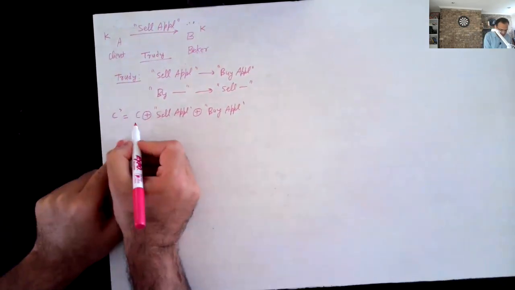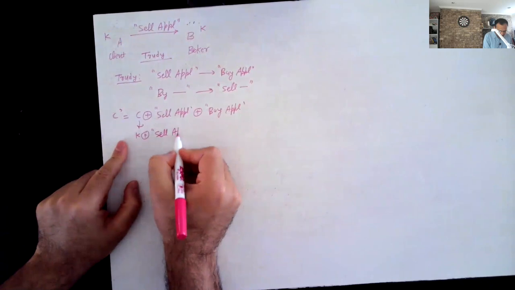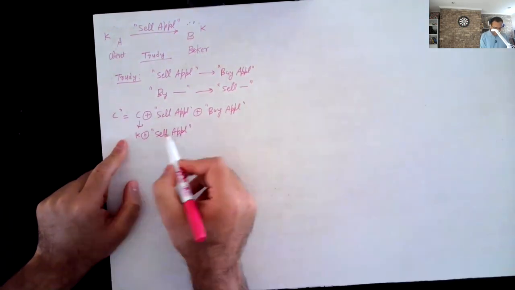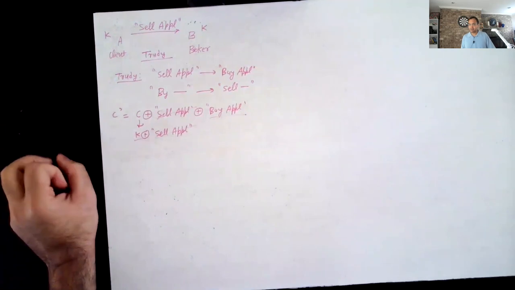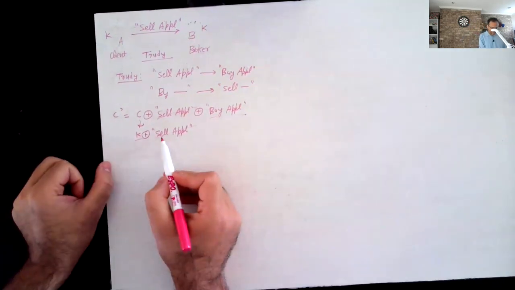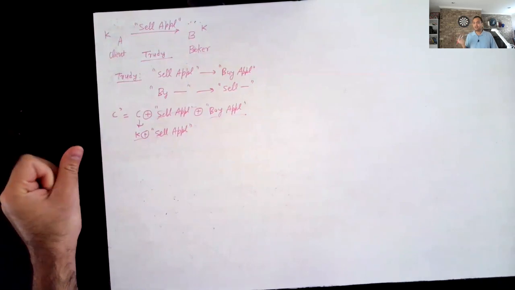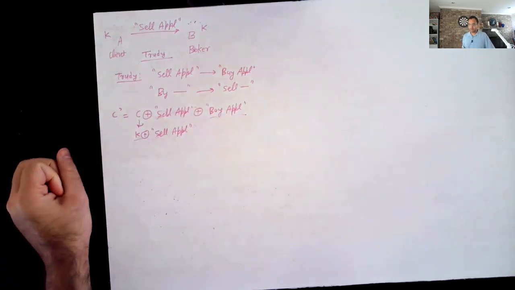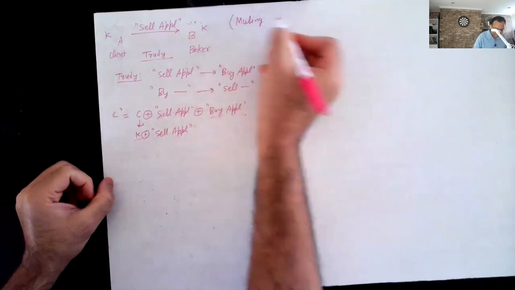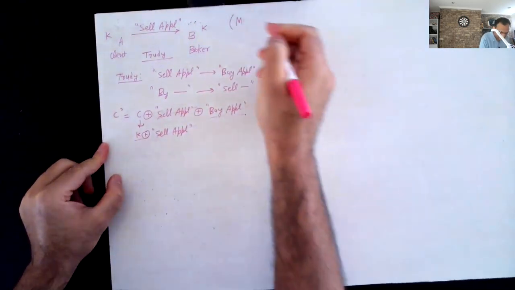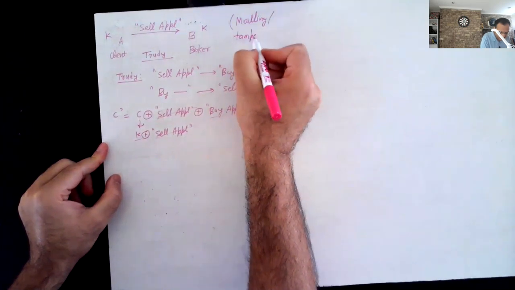Because if C was, let's say, K XOR sell Apple, then sell and sell will cancel out and you would be left with K XOR buy Apple, which is exactly the encryption of buy. And similarly, if here we had buy, then buy and buy will cancel out and you will be left with sell, right? So you can just sort of flip this message in a very interesting way without having any information about the key. And these are known as mauling attacks, or very naturally you can call them tampering attacks.